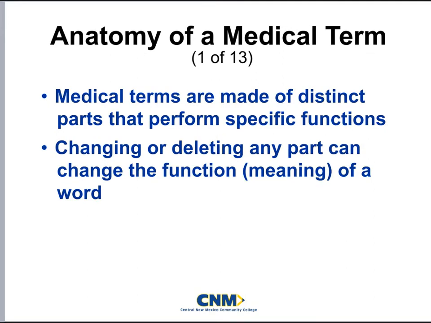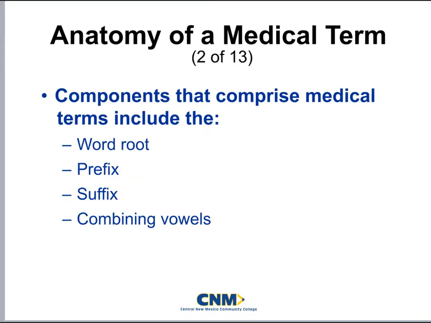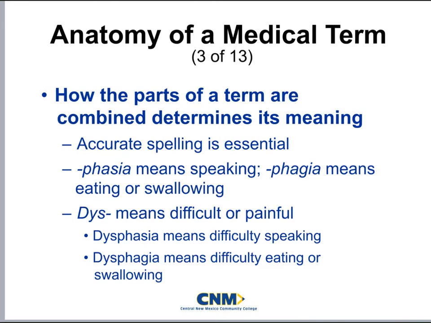Medical terms are made of distinct parts that perform specific functions. Changing or deleting any part can change the meaning of a word, and we'll have examples for you. Components that comprise medical terms include the word root or root word, prefix, suffix, and combining vowels. And we'll go over each of these. How the parts of a term are combined determines its meaning. Accurate spelling is essential. If you're not a great speller, please use spell check. Have your partner look over your chart before you submit it. Really make sure that your spelling is correct.